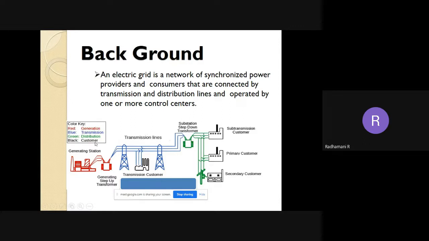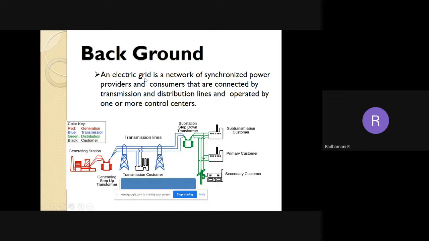So electric power generation has three stages. One is the generating station, another is the transmission system, and the third is the distribution system. With the help of these systems, the generated electrical energy is provided to the consumers. Here, the generating station is the power provider, and the customers are the end users. In between, the transmission and distribution network is used to transmit the energy.